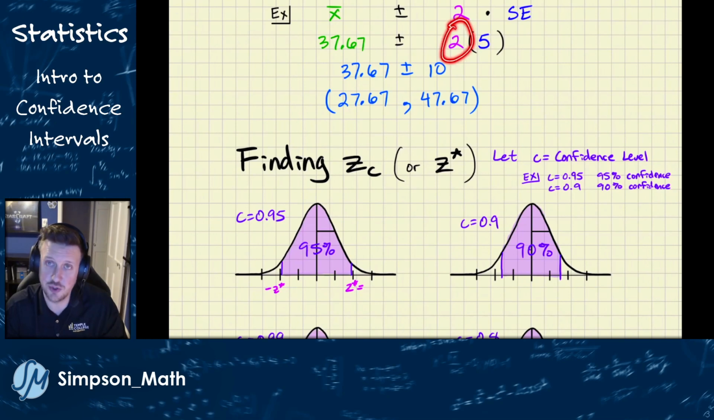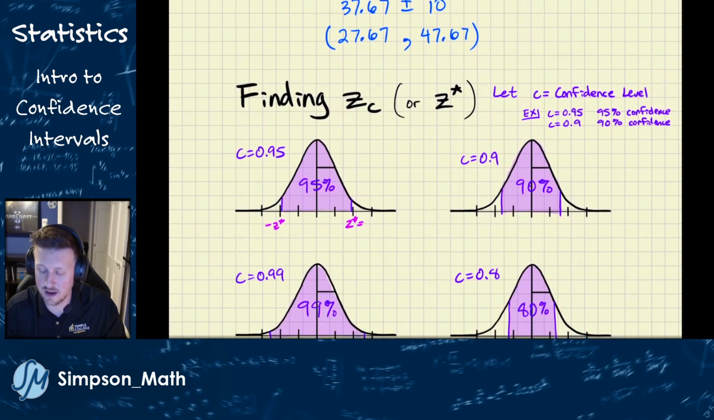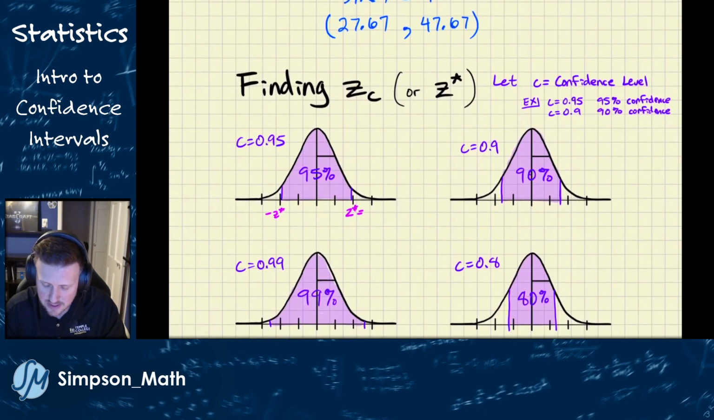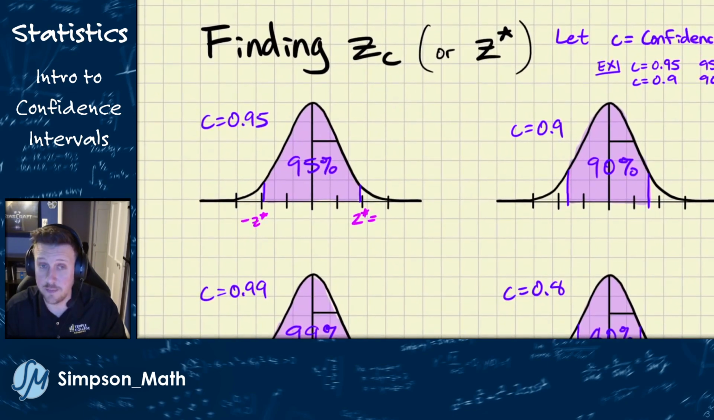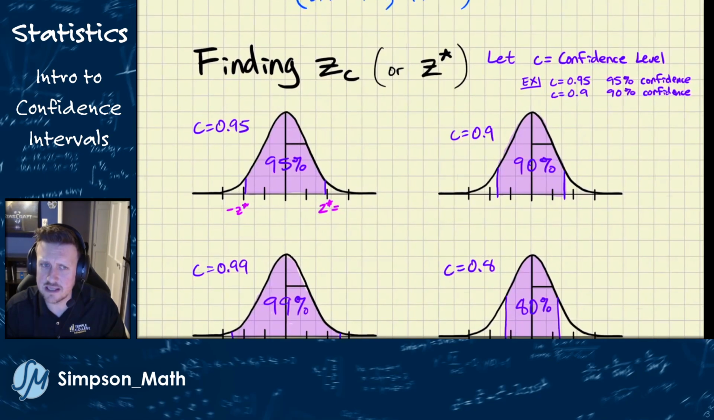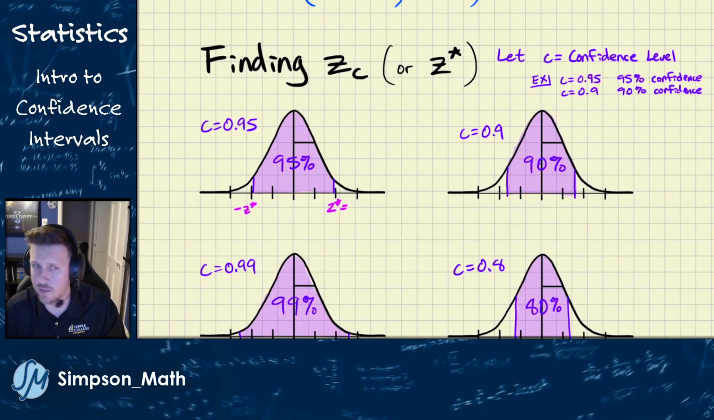So here I used 2. That's cool, because that's from our 95% rule, or the empirical rule. But let's actually find out what it is, because it's not just going to be 2 anymore for 95%. That was always an approximation.